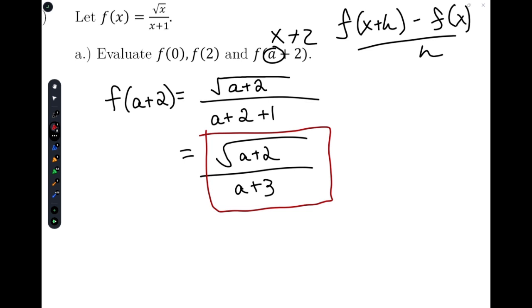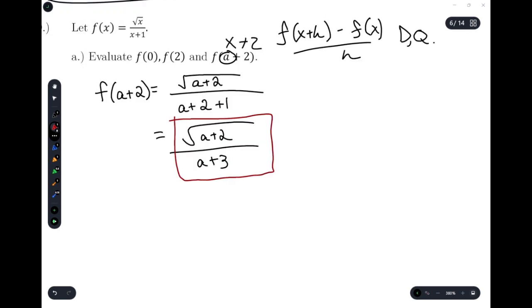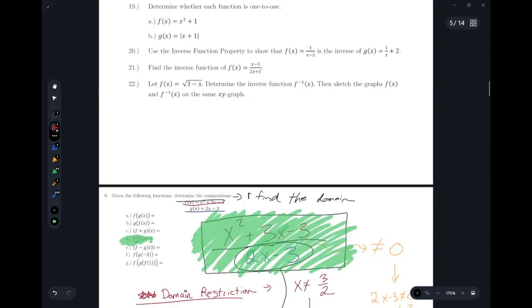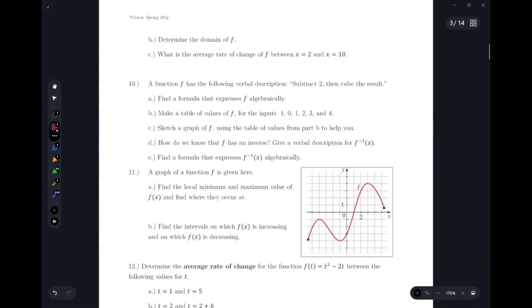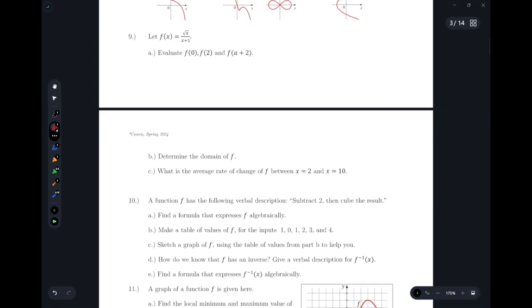Oh yeah, we can do the domain. And then what's the average rate of change in the f between x... Wait, what? There's a part D. They are on the back, A, B, C. Well, because you have to plug in 2 and 10. Determine the domain of f. Oh, were you asking for the average rate of change? Yes. Oh, well, you should have said something a long time ago. Yeah, that has nothing to do with the A's up there.